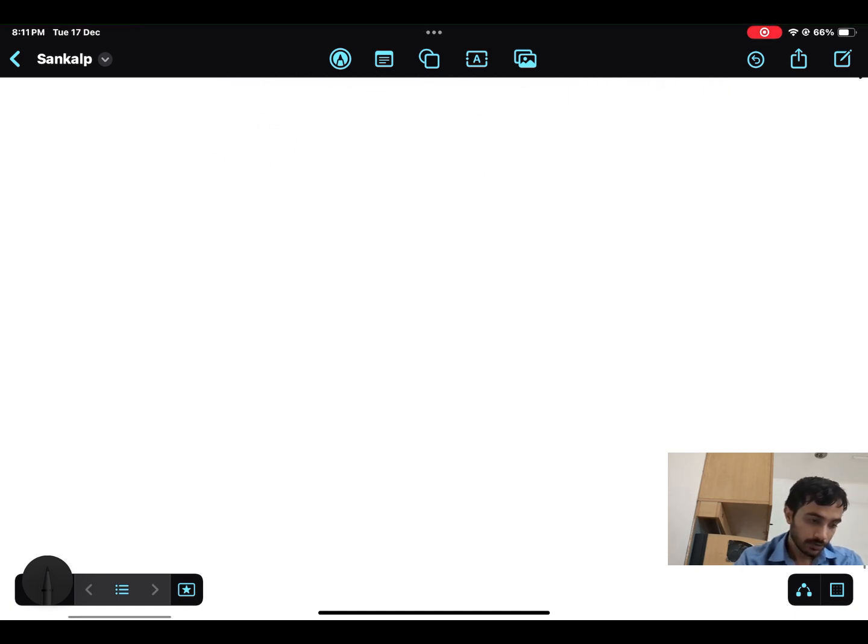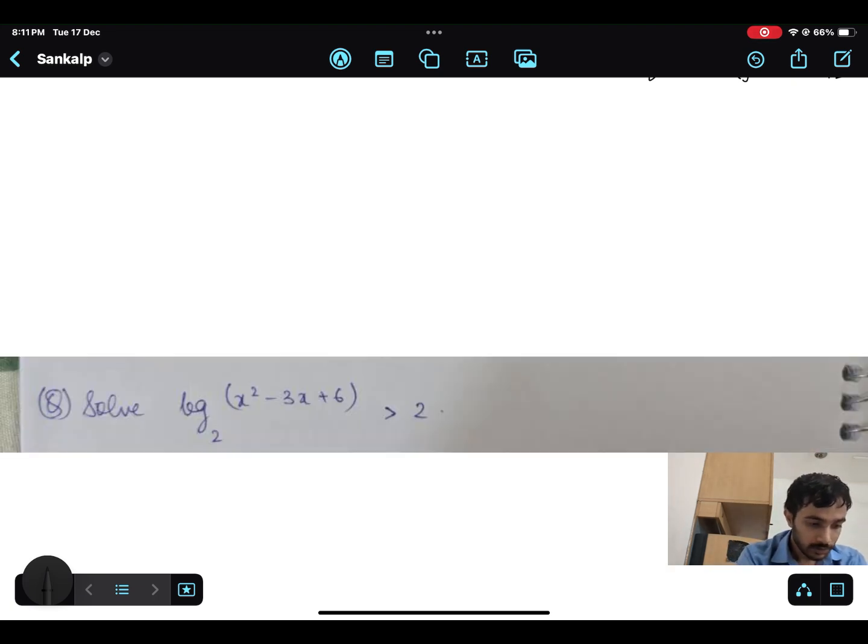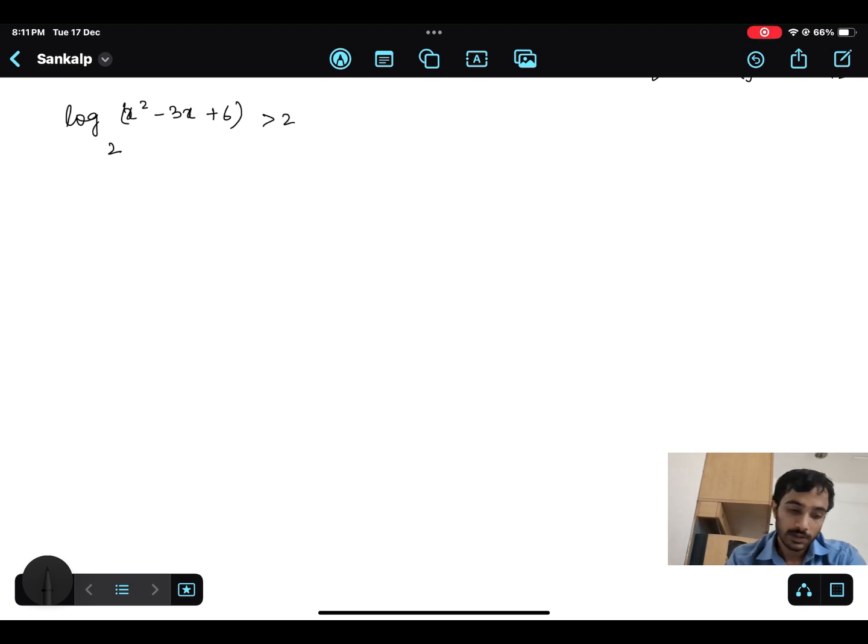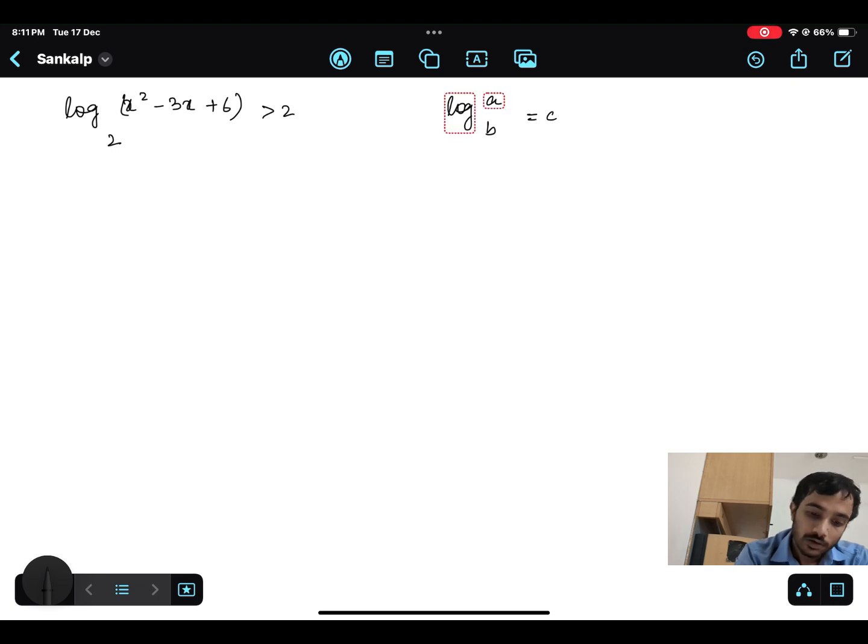Our next question is from the topics of logarithms. It is given that we need to solve the expression log of x square minus 3x plus 6 base 2 is greater than 2. Now before solving this question, we need to get our basics on logarithms correct. So suppose we are given an expression as logarithm of a to the base b as c. So we can write it as a is equal to b power c.